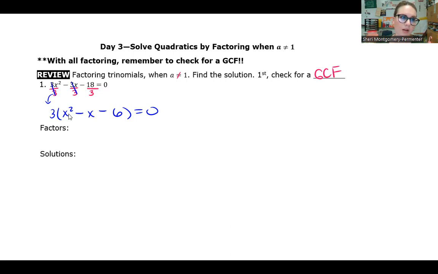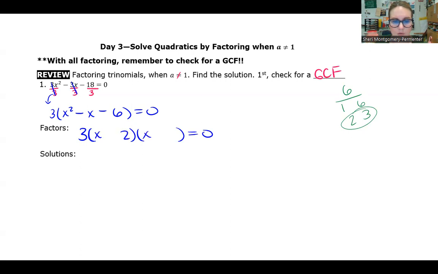So to do this, I'm going to off to the side get myself factors of 6. So I've got 1 and 6, 2 and 3. Which one can I put together to make 1? Which factor pair? 2 and 3 will work. So my factors, the 3 doesn't disappear. It's still there. So I have a 3 and then I've got my 2 factors. So I have X and then I have 2 and 3.